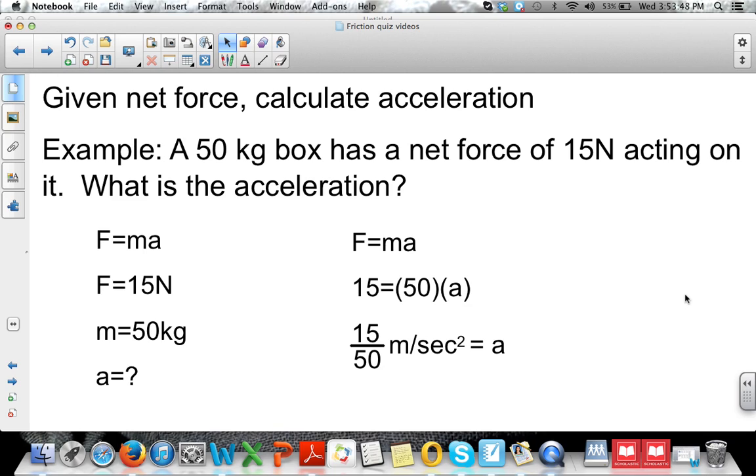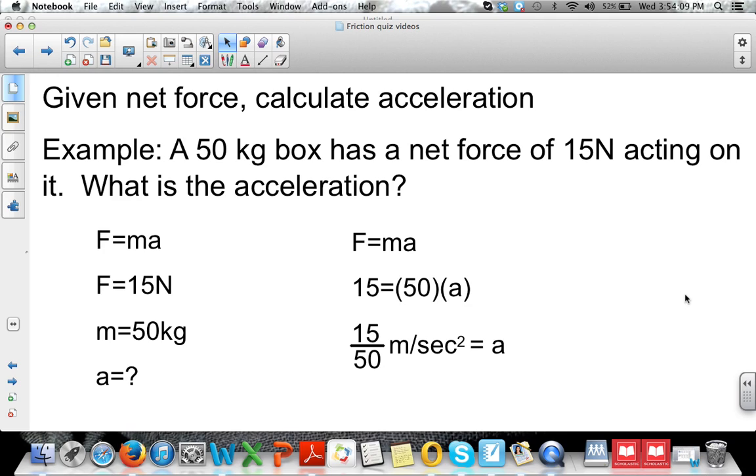So a 50 kilogram box has a net force of 15 newtons acting on it. What is the acceleration? So same deal. You use F equals ma. You have the force. The net force was given to you. It's 15 newtons. You have the mass. I gave you that, it was 50 kilograms. You don't know a, so you're solving for acceleration. You go over and plug it in.